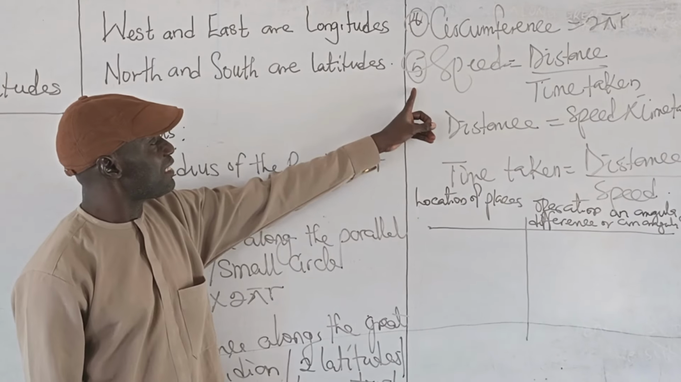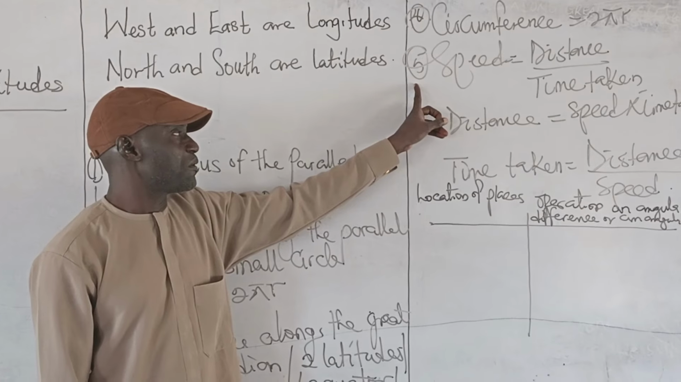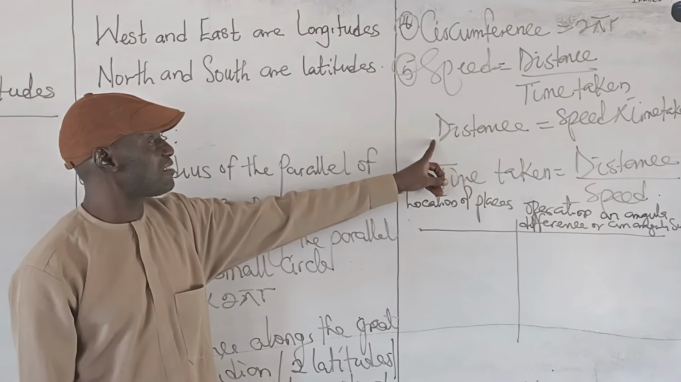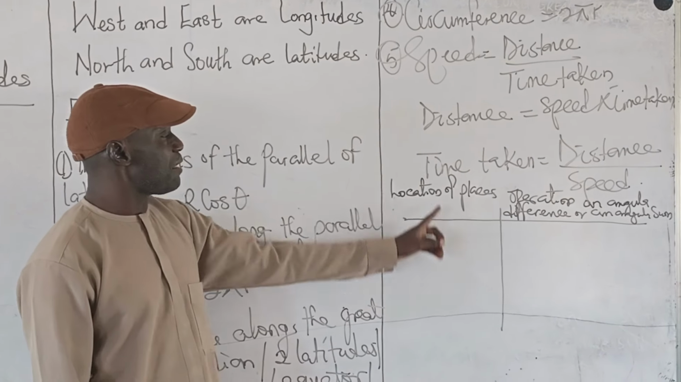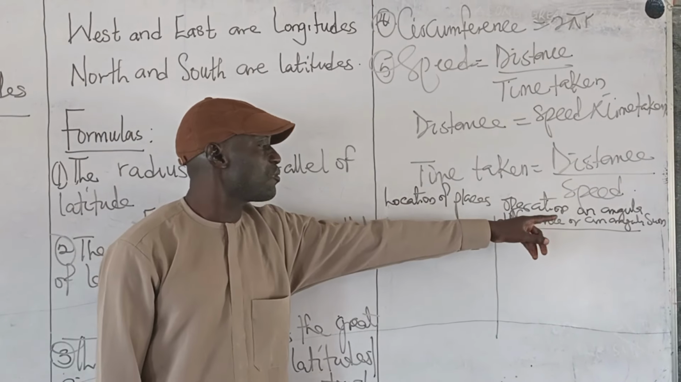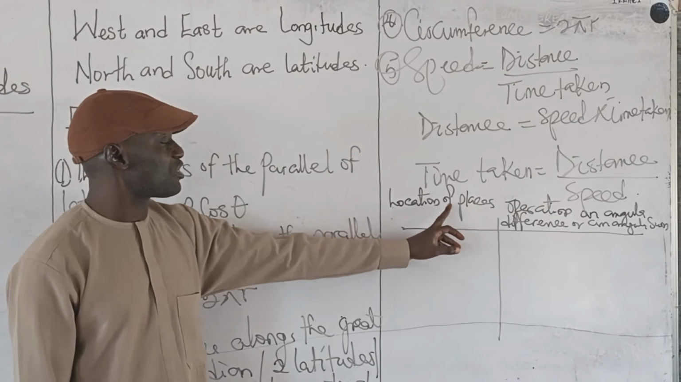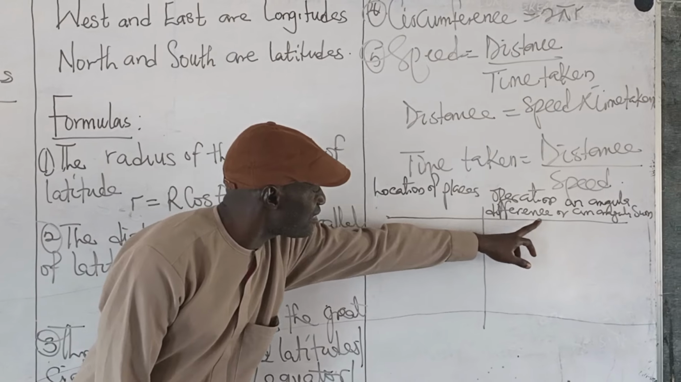And the last formula is when we have to find speed. We already know the formula of speed. Speed is distance over time taken, distance equals speed times time taken, and time taken equals distance over speed. And also, we have location of places and the operation of an angular difference or an angular sum.